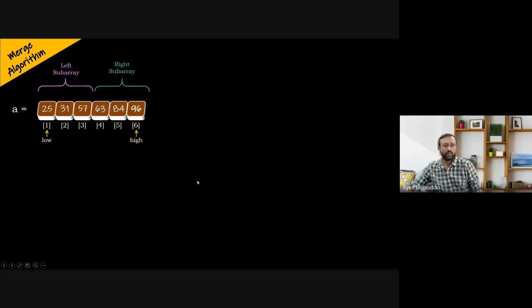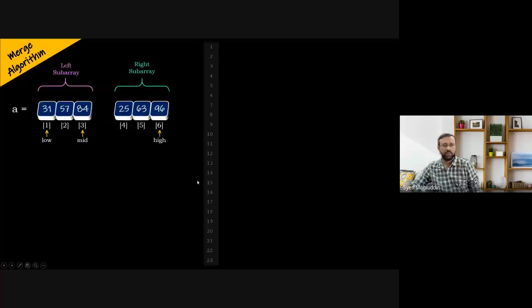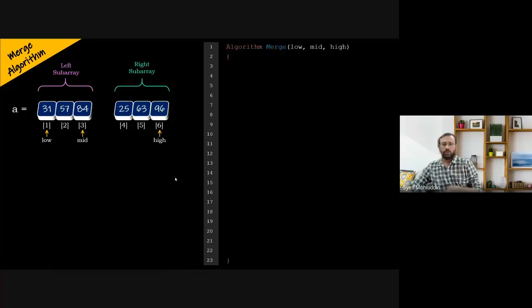Now, as we have seen this example, let us quickly look at the algorithm. This algorithm is called merge. Remember, this is not merge sort. This is the merge algorithm, the heart of merge sort actually. Merge algorithm takes three parameters: low, mid, and high. Low we pass initially 1, high we pass initially the nth element.